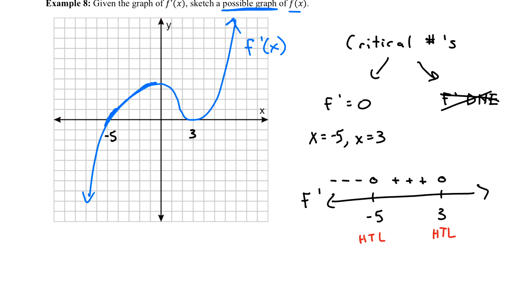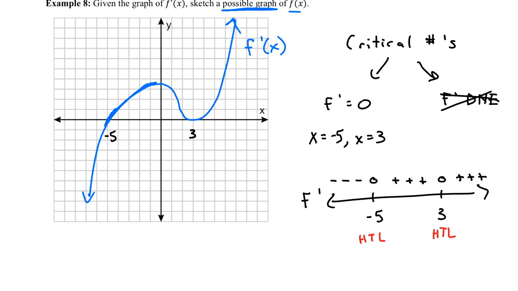And then we just have one more section of our graph to worry about. We want to think about the right-hand side of 3. If I think about the right-hand side of 3, again, I'll highlight that section of my graph. Well, all of those are, again, above the x-axis. That section of my graph is positive. So that means that the derivative is positive on that interval.